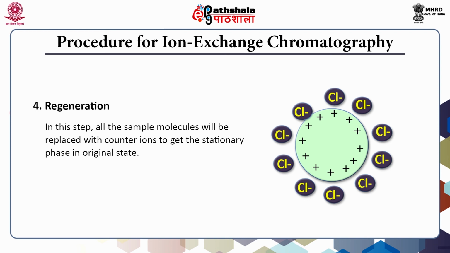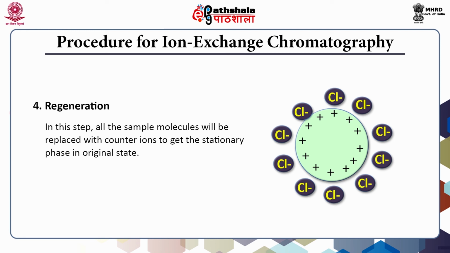It is very simple. It has only 4 steps. The first step is the equilibration, the second step is the sample application, the third step is the washing and elution, and the fourth step is simple regeneration. So, after regeneration, we can reuse the column for the next experiment.